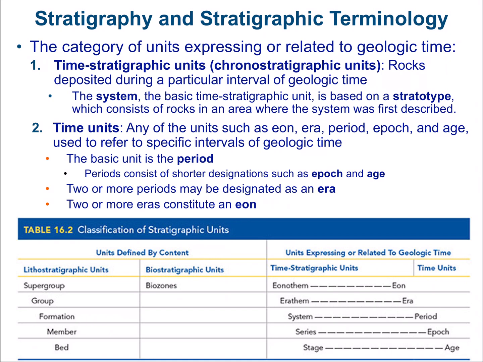And then we have our time units. So our time units are our eon, our era, our period, our epoch, and our age. And they're used to refer to that specific geologic interval of time. The basic unit is the period. The period consists of shorter designations, such as the epoch and the age. Two or more periods can be designated as an era, and two or more eras can constitute an eon.